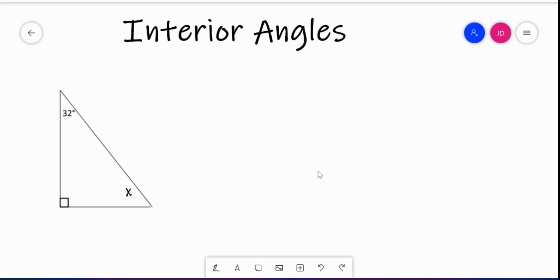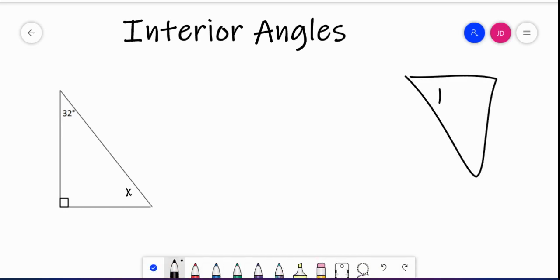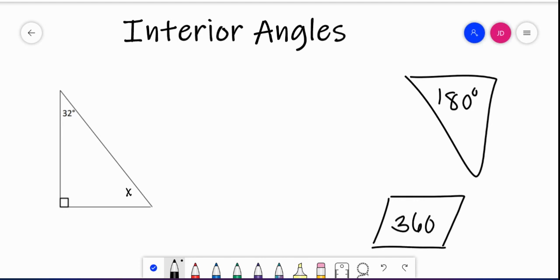For a triangle, all the angles in a triangle add up to 180 degrees. Any quadrilateral, anything with four sides, is going to add up to 360 degrees. All right, so it's important that we know those two facts when we're solving these diagrams. So we have a triangle here, so we know it's 180 degrees.